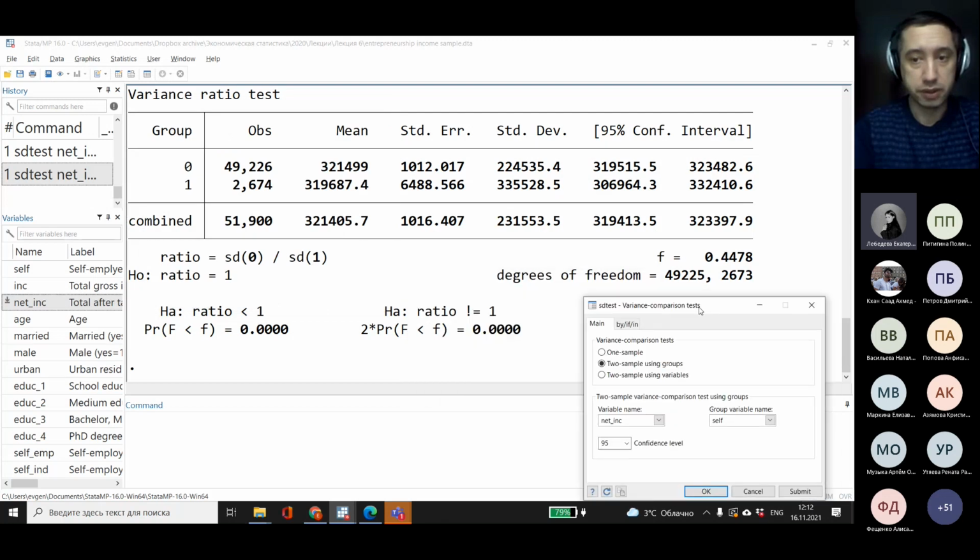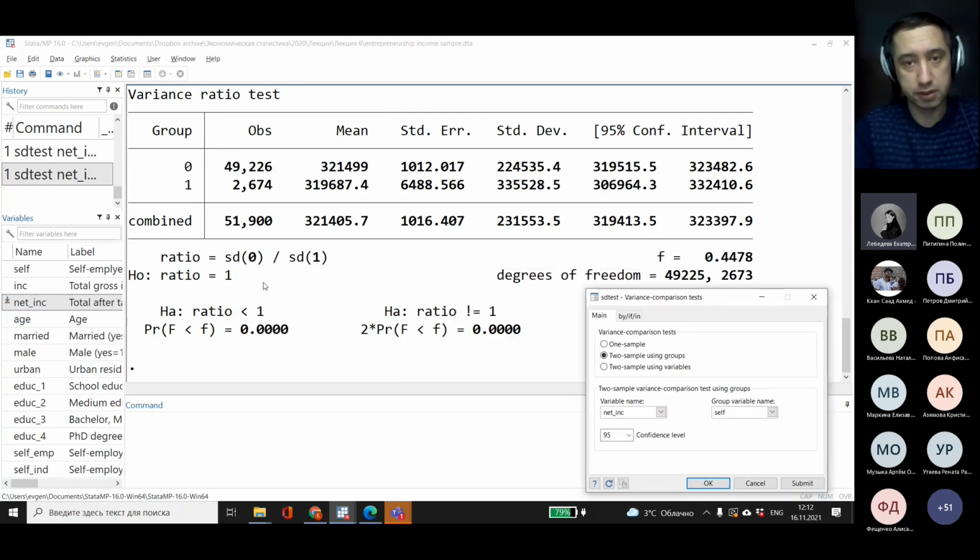Please do this and reach this output. Now try to interpret this output. In the chat, please write: should we reject the null hypothesis or shouldn't we reject the null hypothesis? And why? Because of the p-value, because of the F value, because of the confidence interval, we have it here. So reject or don't reject the null hypothesis, and why? In the chat please.